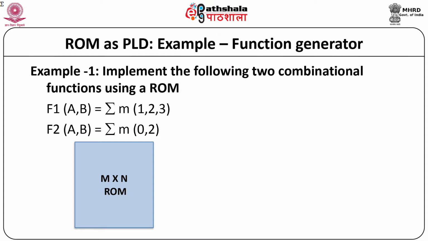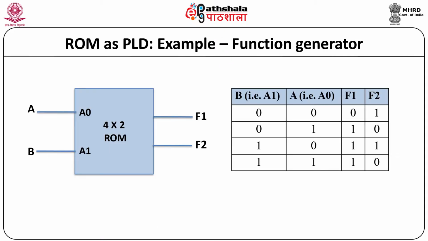The ROM has 2 inputs A and B, so k is equal to 2, hence we require 2^2 = 4 locations. The number of outputs, that is n, is equal to 2. Let us label the outputs as F1 and F2. Each memory location can store 2 bits. Thus, the size of the ROM can be 4x2 bits.